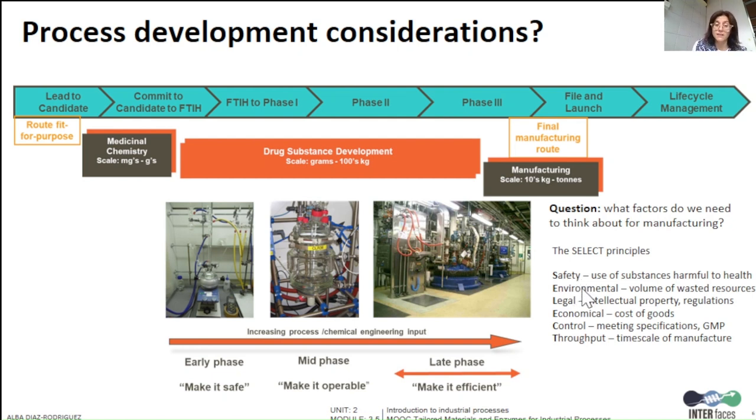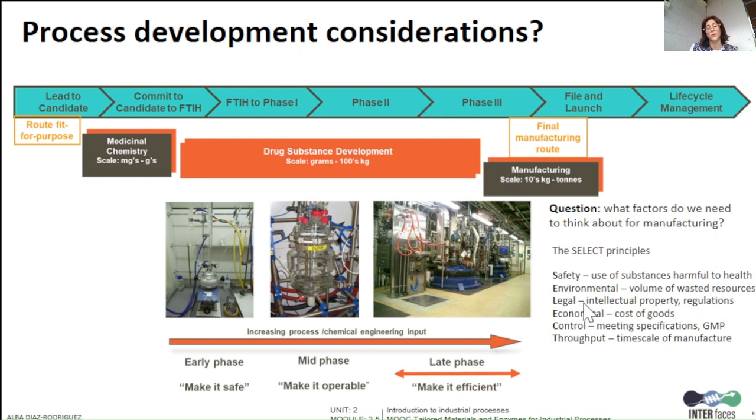There are different factors that we need to think about before we take a process to manufacturing, and that uses the SELECT principles. SELECT is an acronym for safety. The process needs to be safe. We need to use substances that are safe for our health. But also for the environment, we need to make sure that we minimize the amount of waste that we're using.